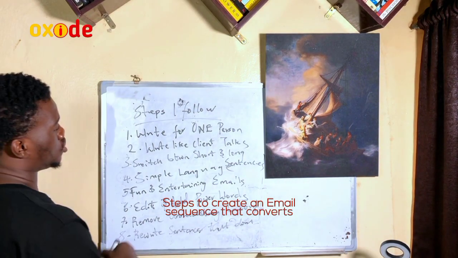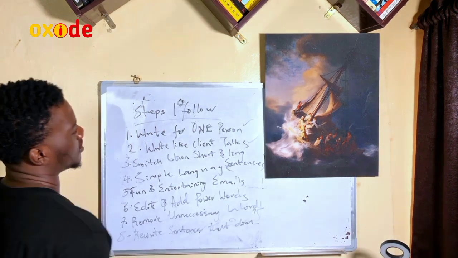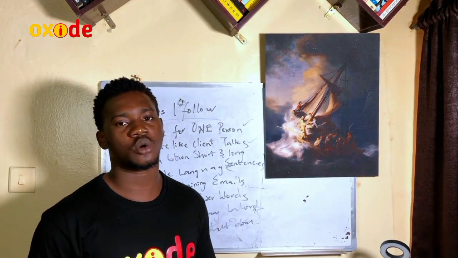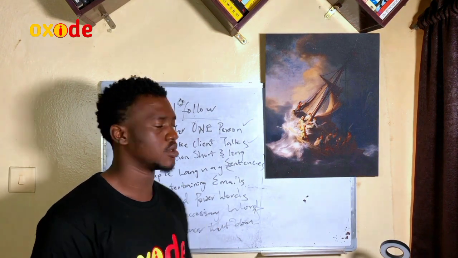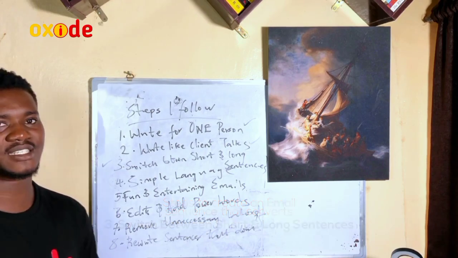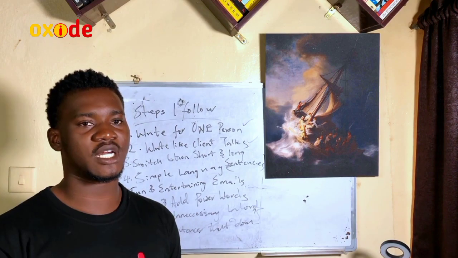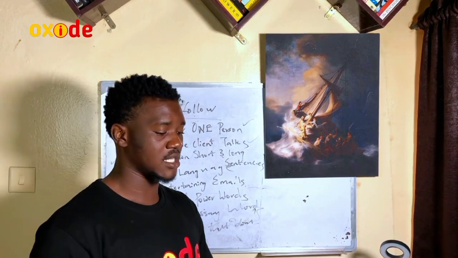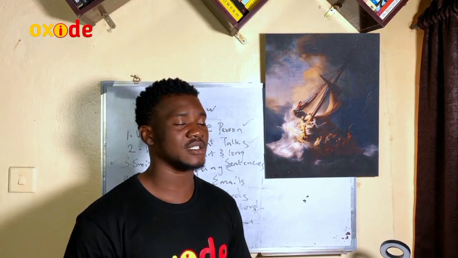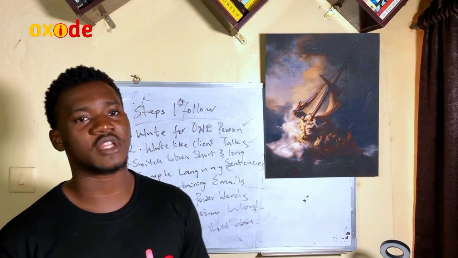Number two, I write like my client talks. I already know their tone, so I want to write like they talk. I don't want to write like I'm writing it down. Number three, I want to switch between short and long sentences to create a reading rhythm for my email readers. I want to switch between short and punchy sentences and long sentences that hold the eye of my readers. So it creates a rhythm that makes them stick and read the emails.